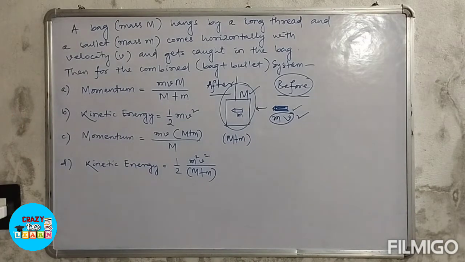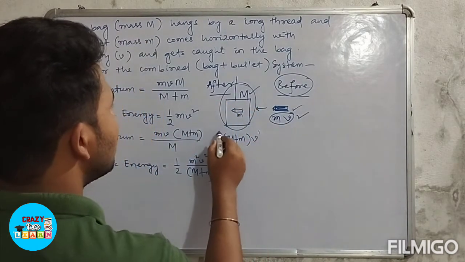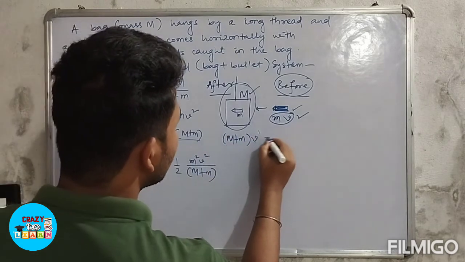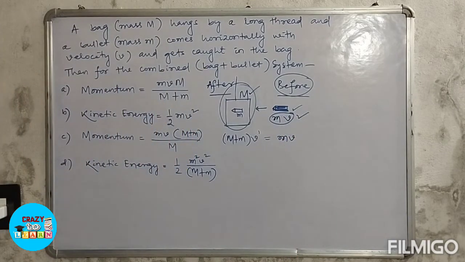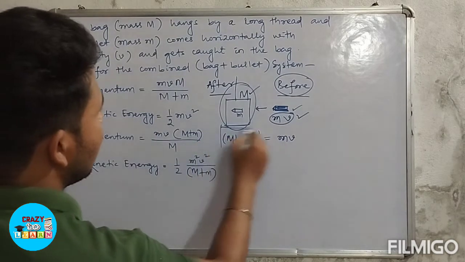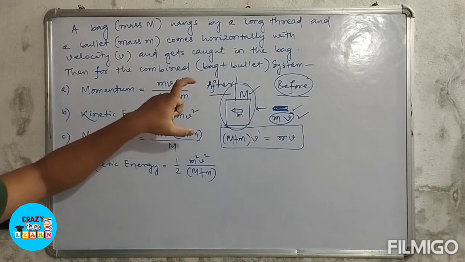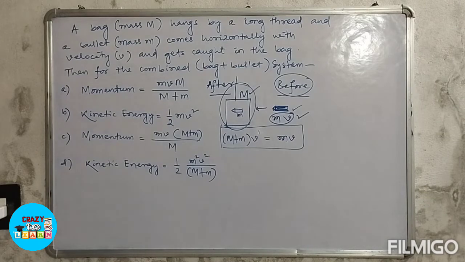So if the velocity of the system is v dash, then the momentum is capital M plus small m into v dash, which is equal to the before momentum, small m into small v. This is according to the law of conservation of momentum. And what is the mass of the system? The mass of the system is capital M plus small m, because the mass of the bag is capital M and now the bullet is inside the bag.